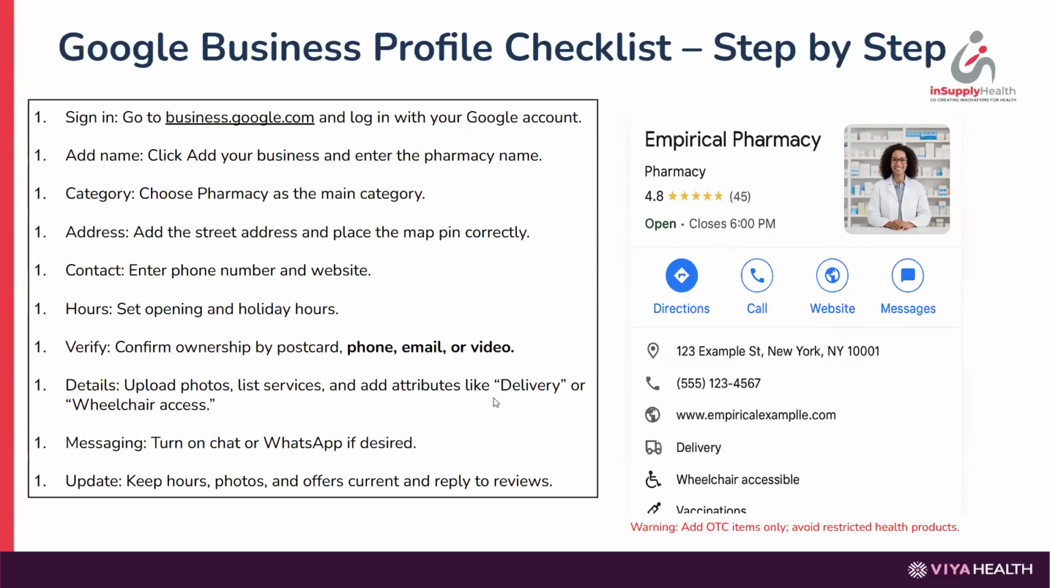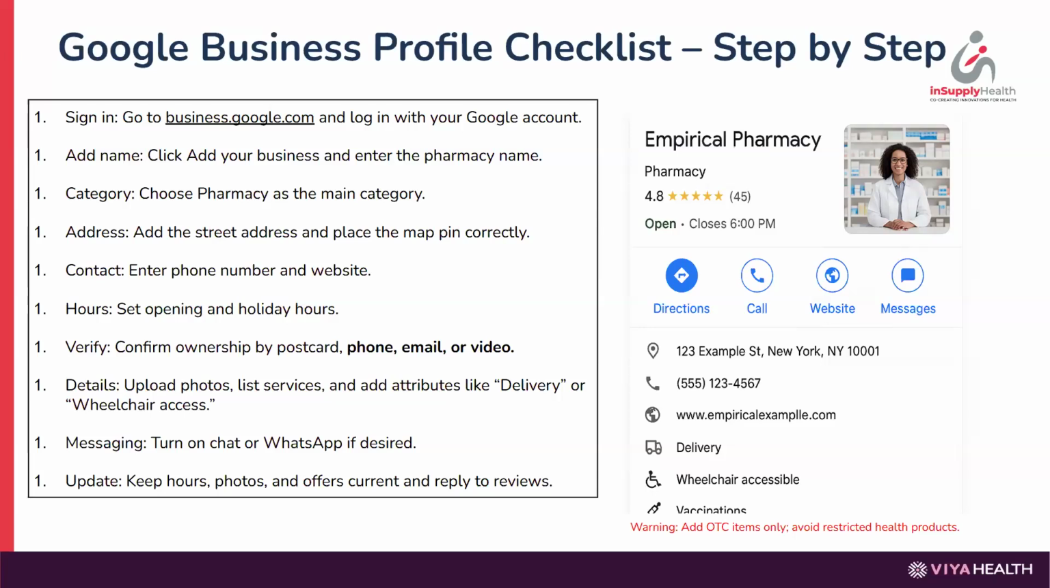The other thing is to click and add your business name. So you have your pharmacy name, choose category. In this one, I'm gonna go with the pharmacy, and then address where you are. And you can type or rather just push your pin correctly to where your pharmacy is situated. And then you're gonna now add your phone number and website.